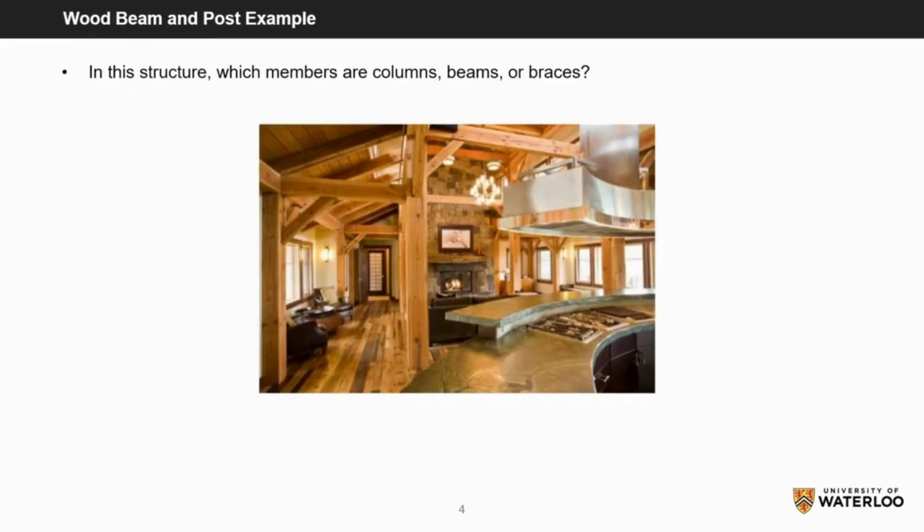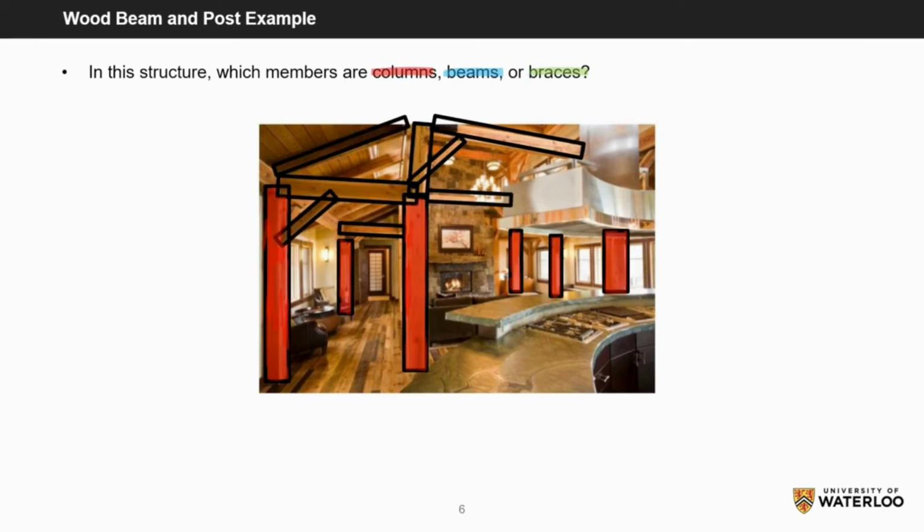In the picture below, try to determine which members are columns, beams, and braces. These vertical members highlighted red are the columns, which carry forces by compression. The blue horizontal members are the beams. Recall that they carry forces by bending. And finally, the green additional supports are the braces that carry forces by both tension and compression.